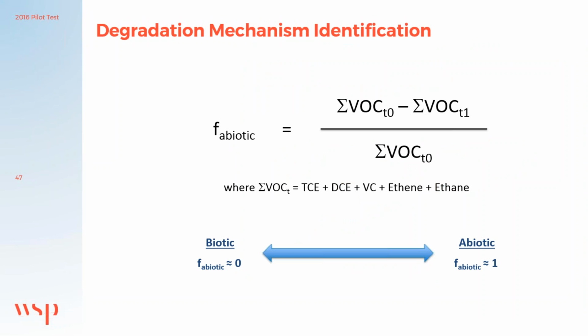The molar concentrations of parents, daughters and end products, ethane and ethene, will not change much, and the numerator will be a small number. A small number over a bigger number gives an F-abiotic term approaching 0. So that's the biotic end approaching 0. Conversely, if abiotic processes are responsible for the degradation, then the F-abiotic term will approach 1. There are some flaws with this equation, but most of the time, it's not a bad way to tease out the mechanism.